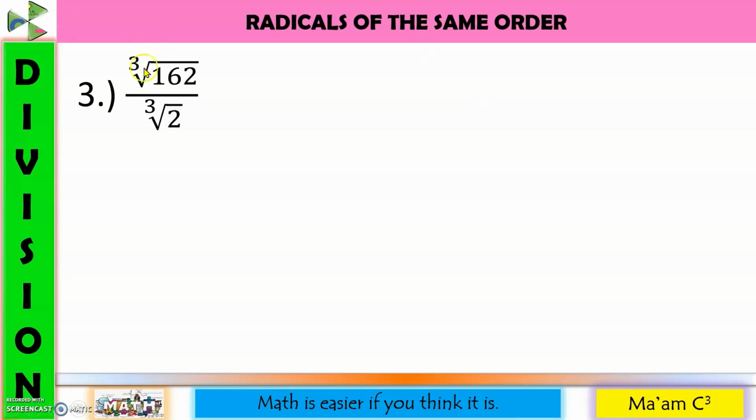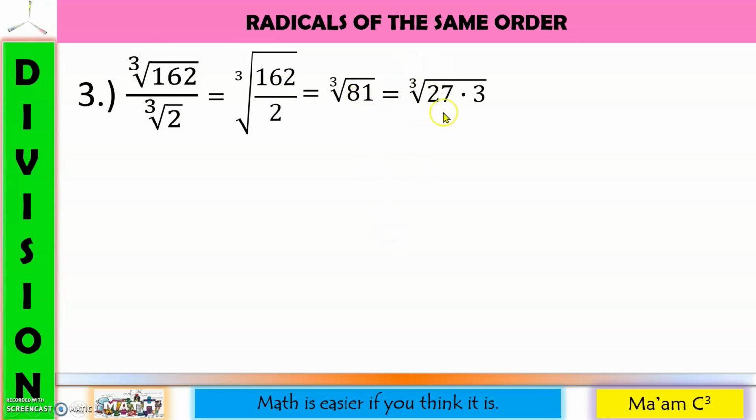Number 3, the indices are the same. Let's combine them into one radical symbol. 162 divided by 2 is 81, and 81 can be expressed as 27 times 3. Cube root of 27 is 3. Let's copy what is left, cube root of 3.